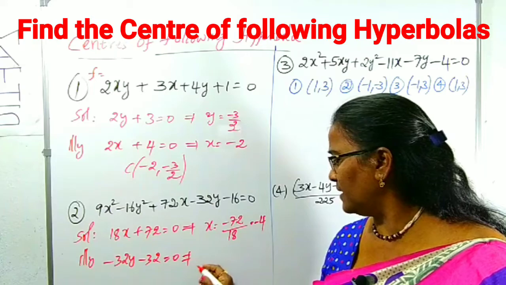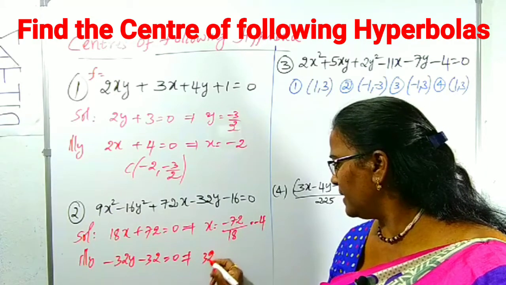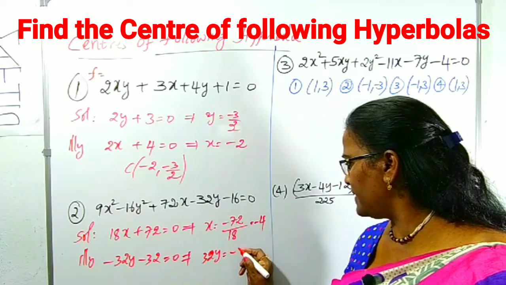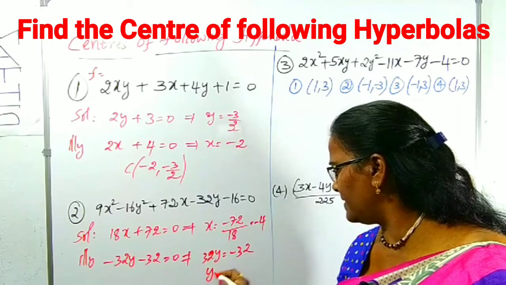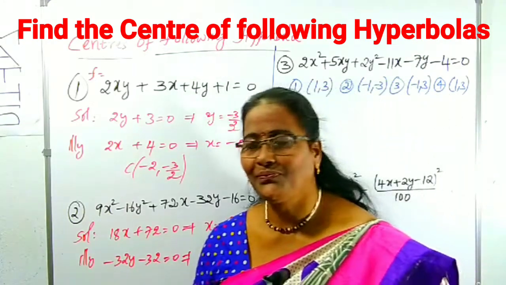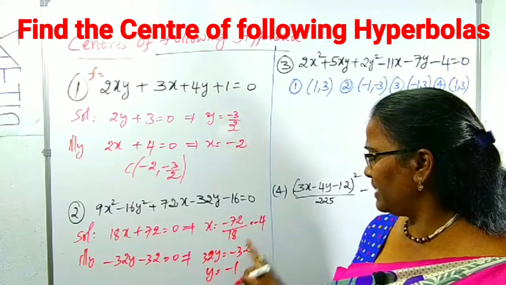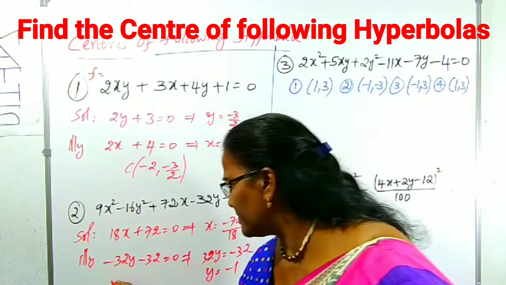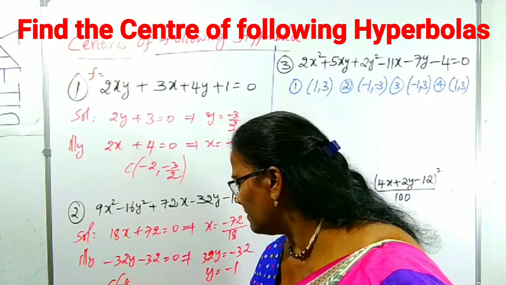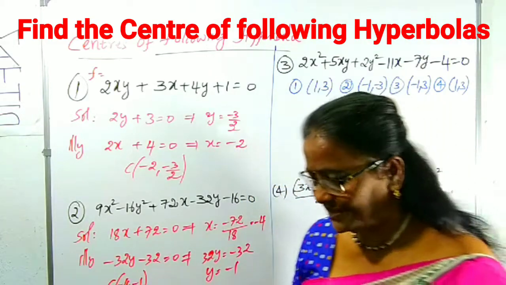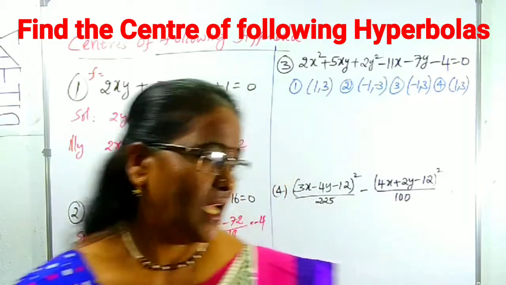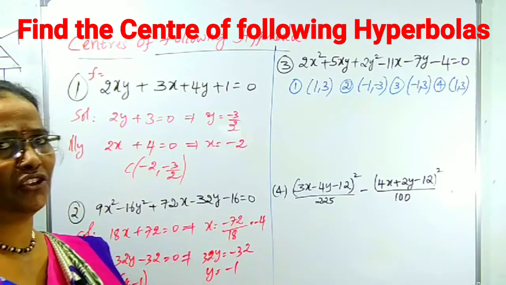From this you can collect the 32y. What is y? Minus 32, so y is minus 1. X coordinate of center is minus 4, y coordinate is minus 1. Therefore, center C is (minus 4, minus 1). That's it. Clear? Right. Now we can come to the third question.